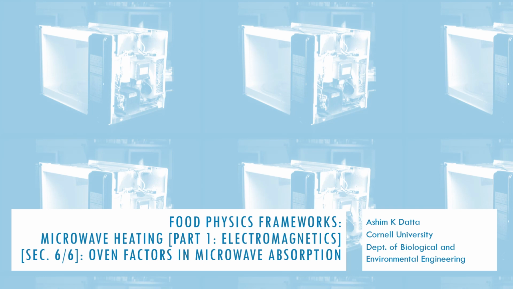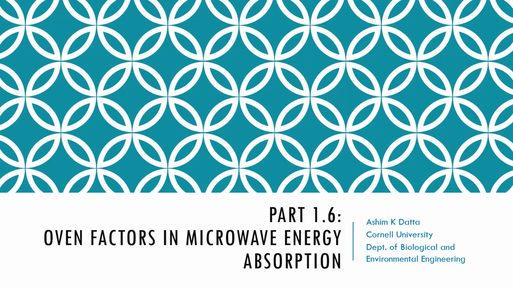This video is part of a course on food physics. Here we are talking about microwave heating, and fundamentals of microwave heating to be specific, and that's in two parts. Part 1 has to do with the electromagnetics of microwave heating, and that part 1 is in 6 sections, of which this is the last, or the 6th section, discussing oven factors in microwave absorption. Again, it's part 1.6, talking about oven factors in microwave absorption.